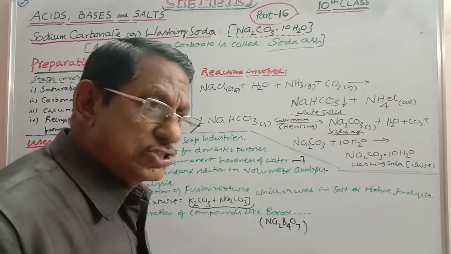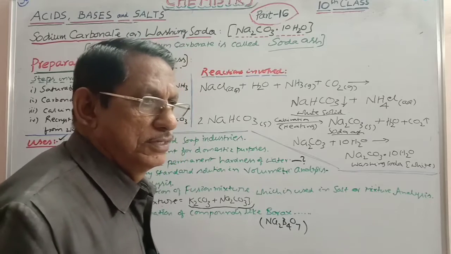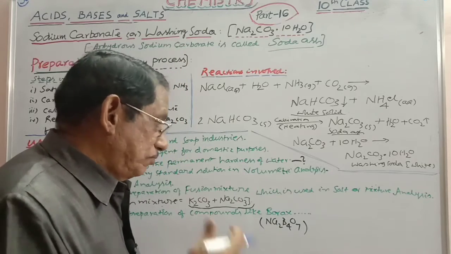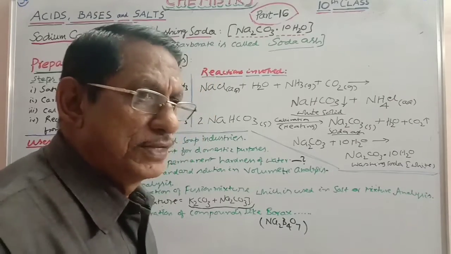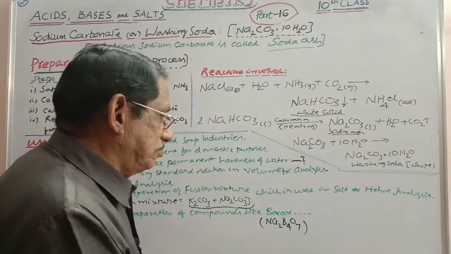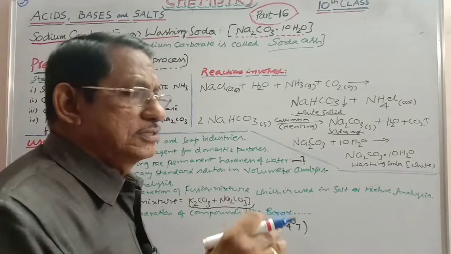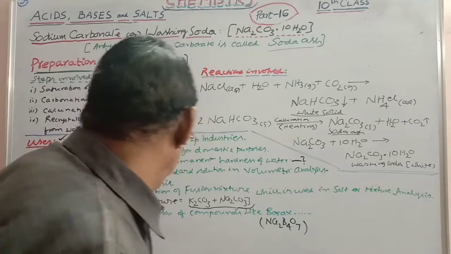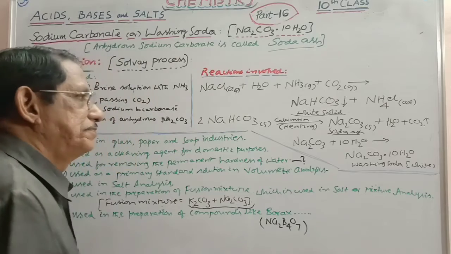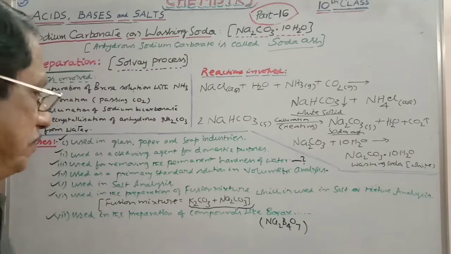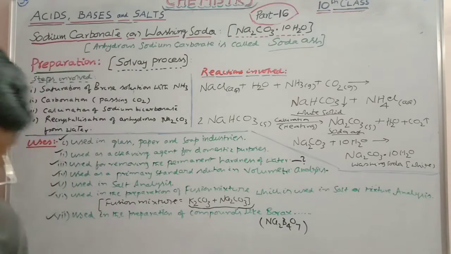To prepare such salts, you have to prepare borax by the use of sodium carbonate, adding it to boric acid. So sodium tetraborate, Na2B4O7, borax can be obtained. Similarly, some more compounds can also be obtained from this. Okay, is it clear? Please note it.